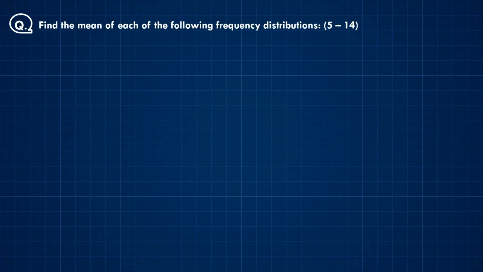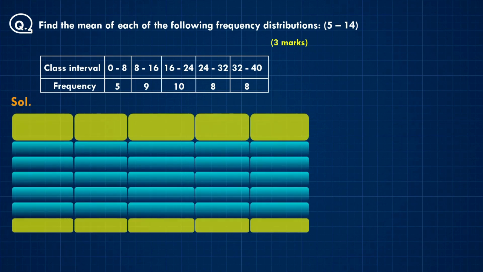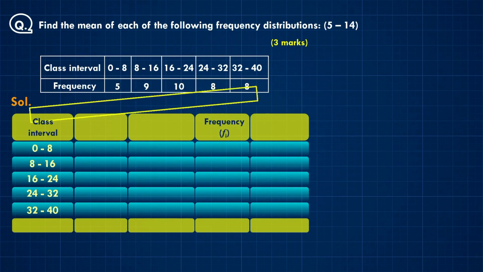Okay, now let's move to the next question. Let's solve another problem using assumed mean method. Find the mean of each of the following frequency distribution, 5 to 14. Okay. So here this question will consist of 3 marks. So class interval is given and also the frequency. So let's copy the class interval from the question, then copy the frequency.